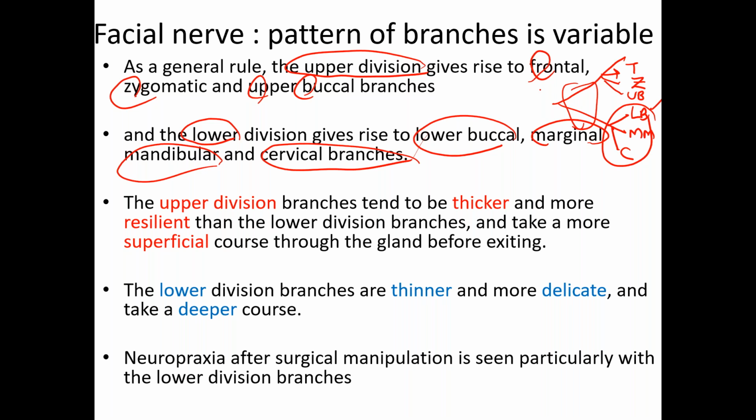I already told you how to remember this one: To join Bhaskar Medical College. Students, you should remember to join Bhaskar Medical College for the branches of the facial nerve: temporal, zygomatic, buccal, marginal mandibular, cervicofacial. This buccal is divided into upper buccal and lower buccal. This level is the upper part of the facial nerve, and this level is the lower part. You should keep it in mind.